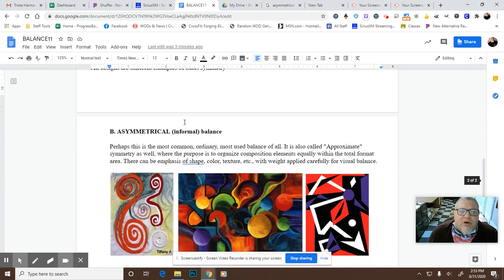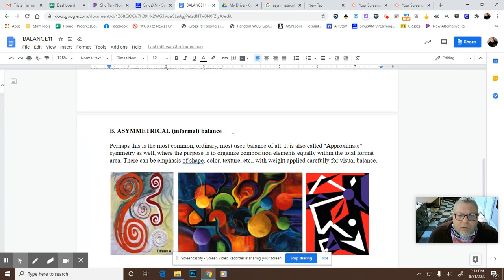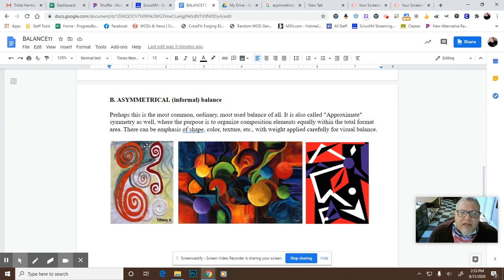Now, with that being said, we're going to come to asymmetrical or informal balance. If we put the line of symmetry through the vertical and the horizontal, is the top going to be the same as the bottom? No. Is this side going to be the same as this side? No. Asymmetrical design uses zero lines of symmetry. So you can look at these and get a basic idea on that.